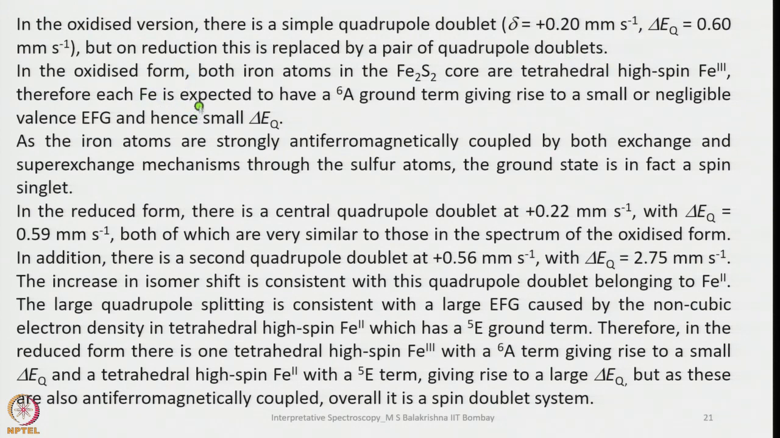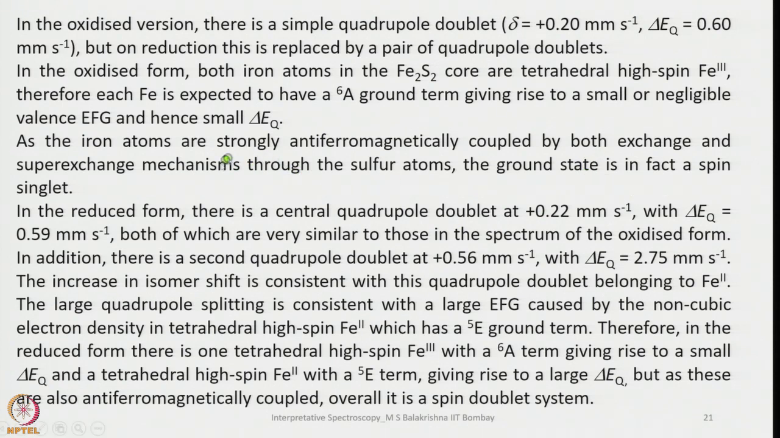In the oxidized form, both iron atoms in the Fe2S2 core are tetrahedral high spin Fe3+. Therefore, each Fe is expected to have a 6A1 ground term, giving rise to a small or negligible valence EFG and hence small delta EQ value. So you can compare the delta EQ value. As the iron atoms are strongly antiferromagnetically coupled by both exchange and superexchange mechanisms through the sulfur atoms, the ground state is in fact a spin singlet.